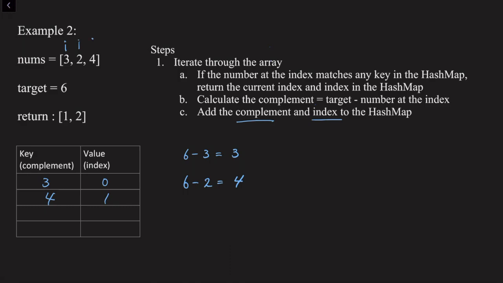Next one, or the last one, is going to be 4. So does 4 exist in the hash map in the keys? Yes, it does. So in that case, we're going to return the current index, so we're currently at 2, and also the index in the hash map, which is 1. So we're going to return 1 and 2.